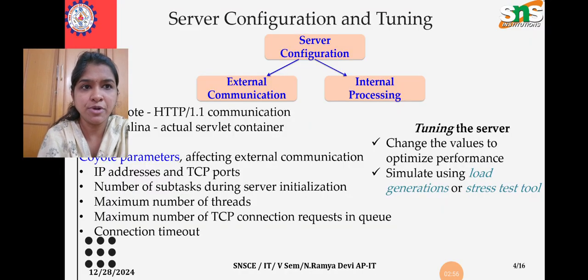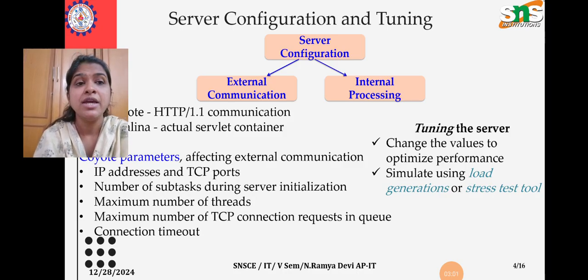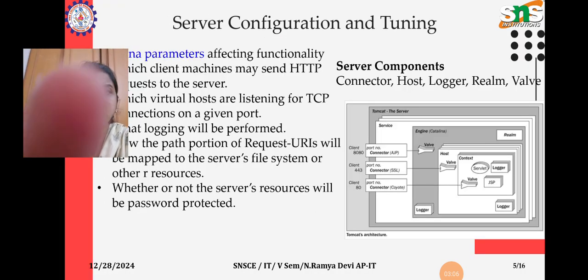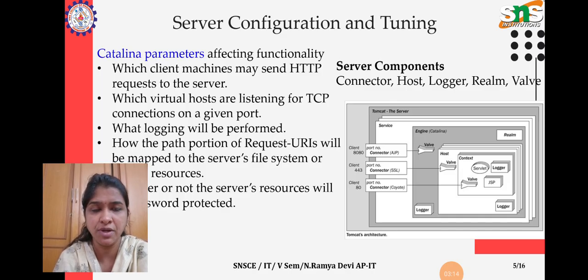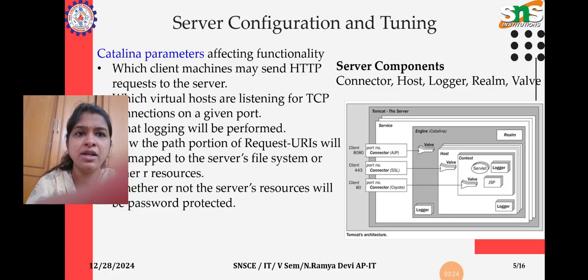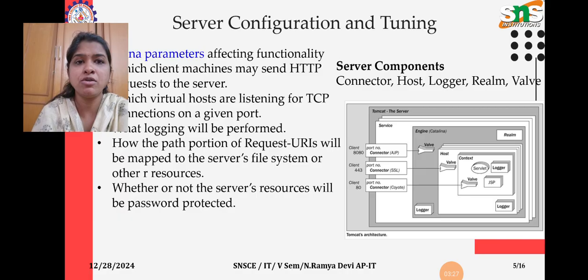Next, internal processing is used for tuning the server, where it changes values to optimize the performance. It simulates using load generation or stress test tools. This is the server configuration and tuning. Catalina parameters affect functionality: which client machines may send HTTP requests to the server, which virtual hosts are listening for TCP connections on a given port, what logging will be performed, how the path portion of request URIs will be mapped to the server file system or other resources, and whether or not the server resources will be password protected. For that we need five server components.